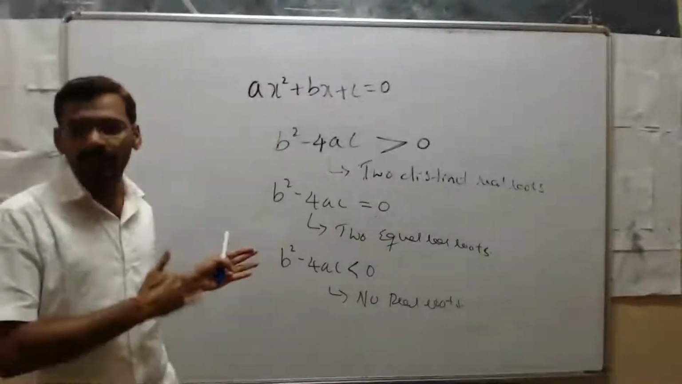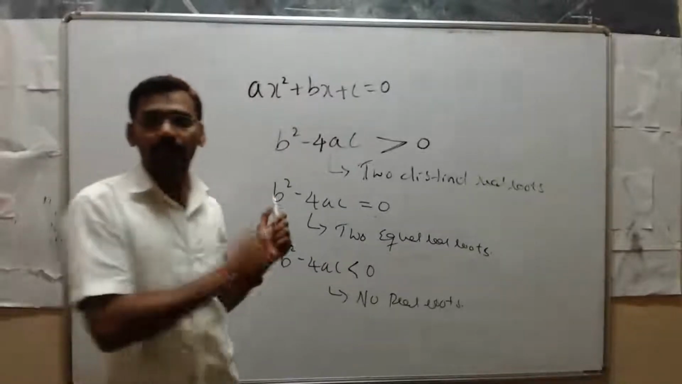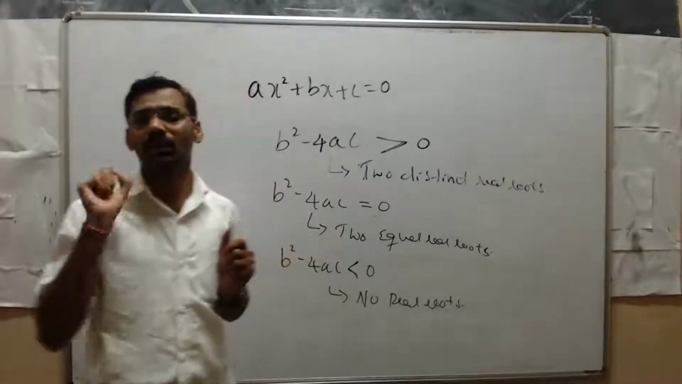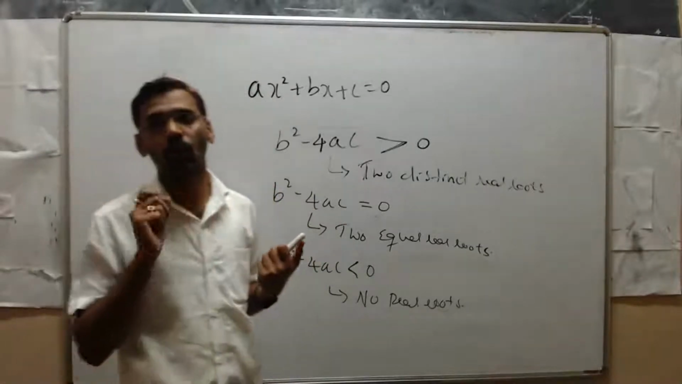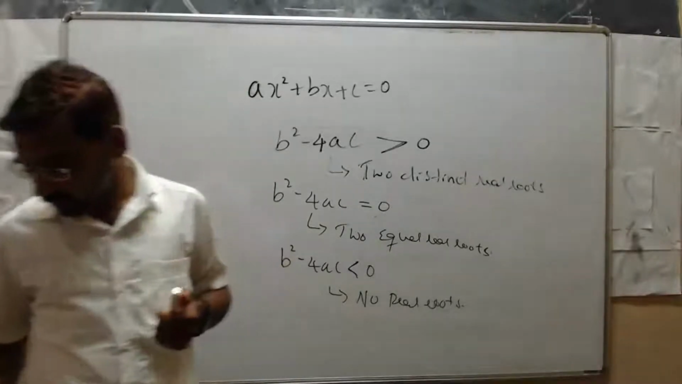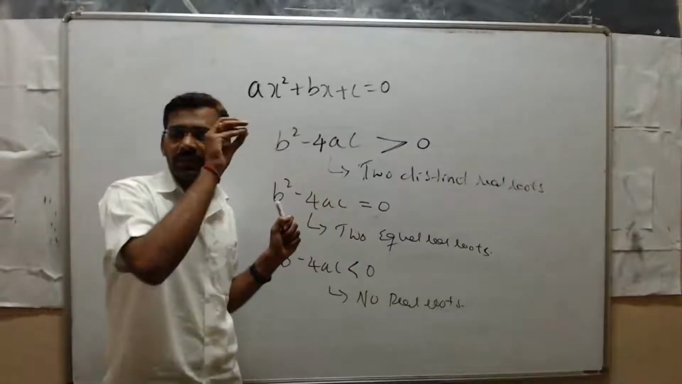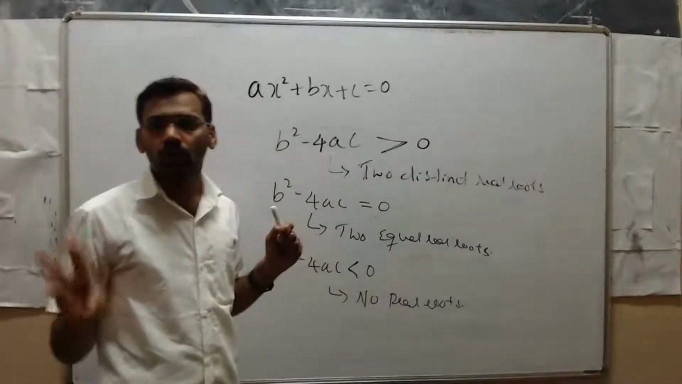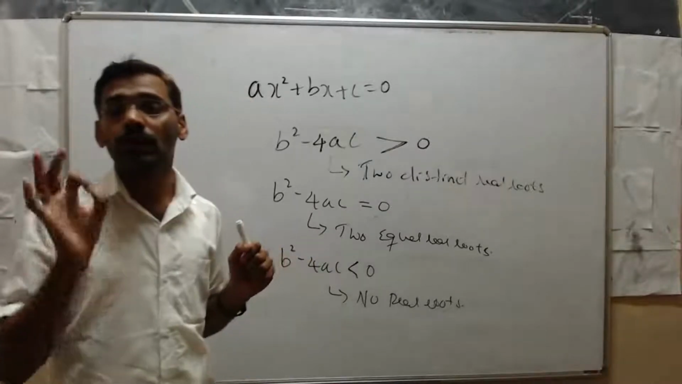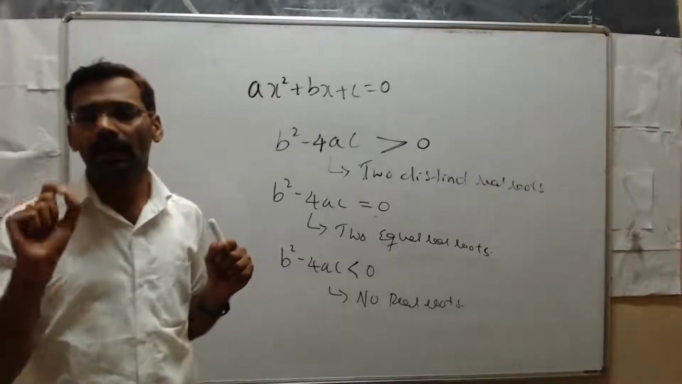If b square minus 4ac value is equal to 0 means two equal real roots. If b square minus 4ac value is negative or less than 0 means no real roots. Less than 0 is nothing but negative. Okay, now first example, you need to remember this. If b square minus 4ac value is positive, greater than 0, two distinct real roots. If equal to 0, two equal real roots. If less than 0 or negative, it indicates no real roots.